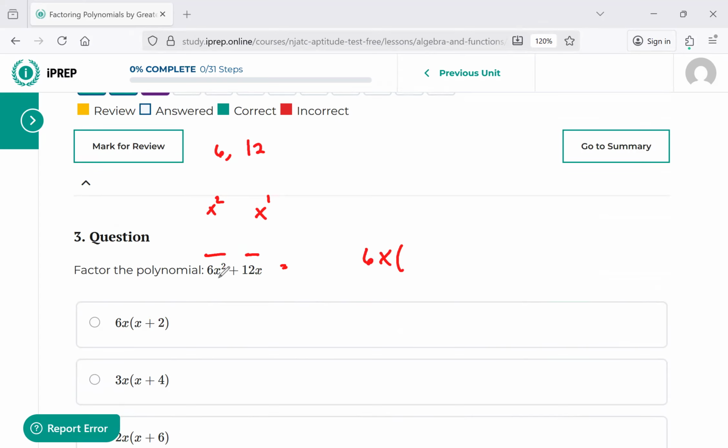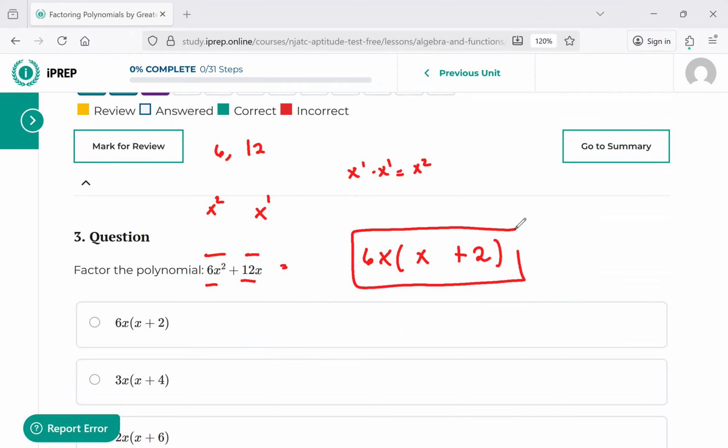So yeah, what do you have to multiply 6x to get the first term? Well, we don't need any more 6, but we do need one more x, right? Because x to the 1 times x to the 1 is x squared. Good. Next term, what do you have to multiply 6x to get 12x? Well, you're going to need a 2 and no more x's. Okay, so that's your answer.